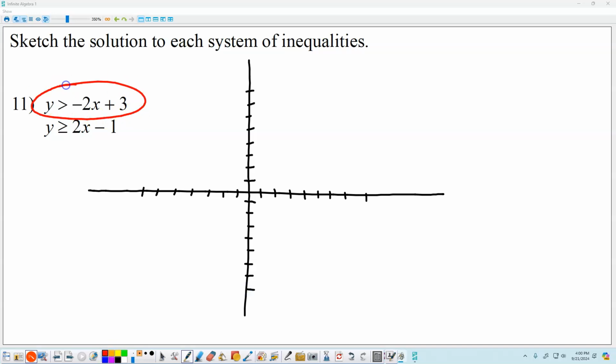All right, I'll graph this one first. My y-intercept is 3, and my slope is a negative 2. So I'm going to go down 2, right 1 from my starting point. Since my inequality does not have an equal under it, we're going to connect those dots with a dotted line. And since it says y is greater than, we're going to be shading above that line.